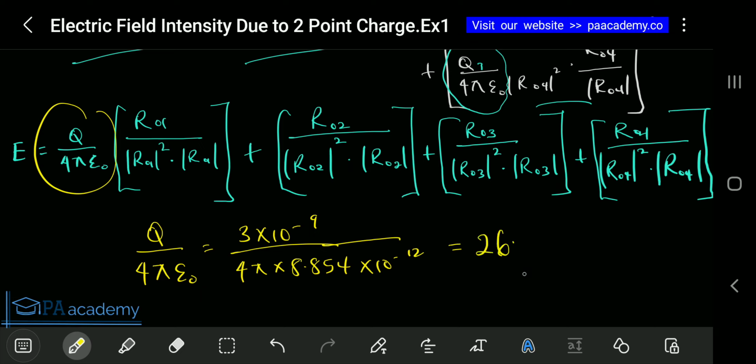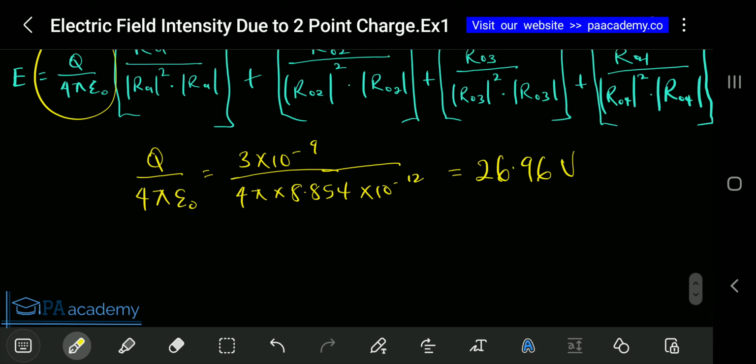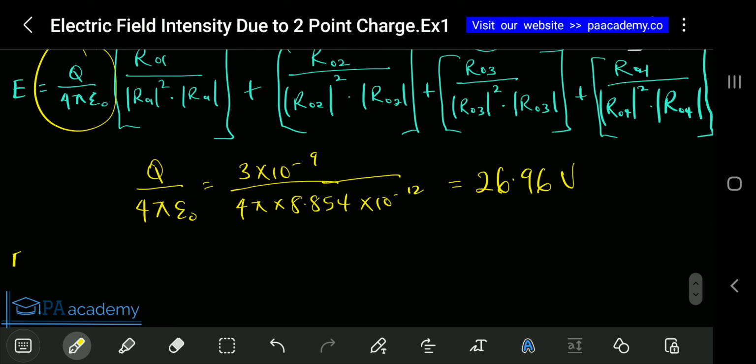26.963. So let's just keep it to 2 decimal places, so that'll be 26.96. Exactly. So now that we know this value, that will be our E. It will be equal to 26.96. So let's open our square bracket.